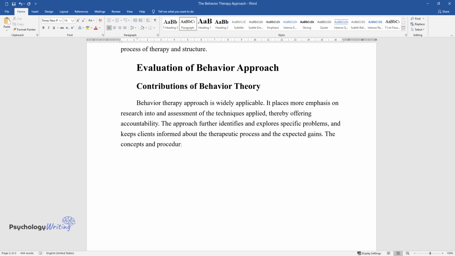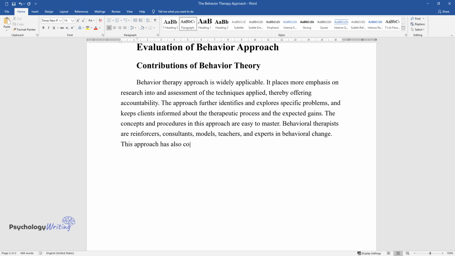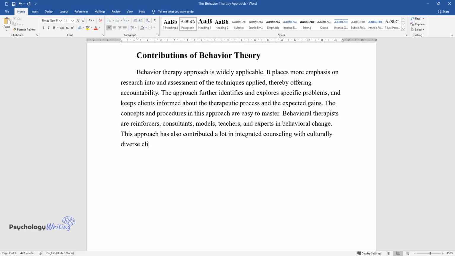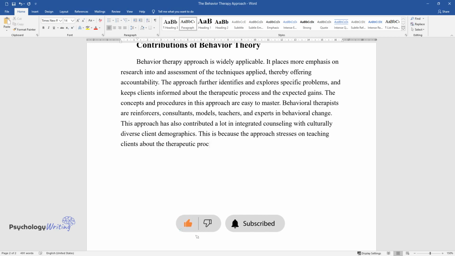The concepts and procedures in this approach are easy to master. Behavioral therapists are reinforcers, consultants, models, teachers, and experts in behavioral change. This approach has also contributed a lot in integrated counseling with culturally diverse client demographics. This is because the approach stresses on teaching clients about the therapeutic process and structure that is provided by the model.